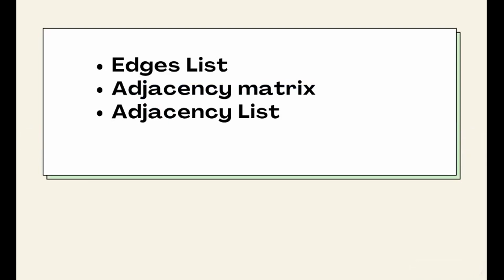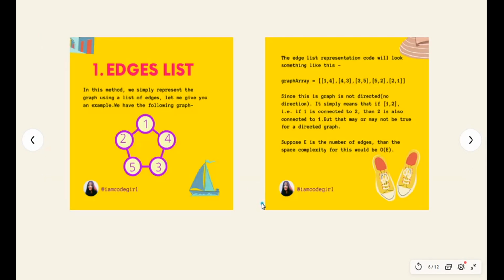So anyways, moving on. These are the most common methods of representing graph: edges list, adjacency matrix, and adjacency list. So the edges list method is nothing but we just store the edges as pairs. Okay, let's see with an example.